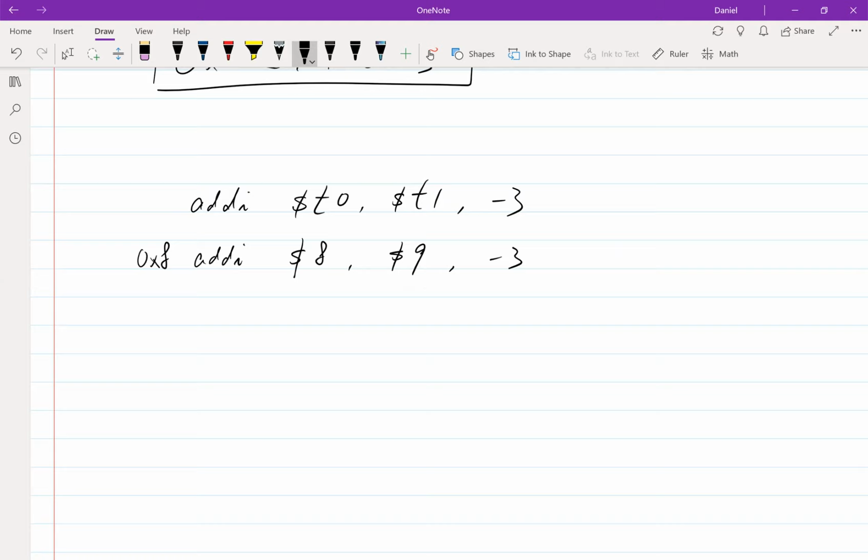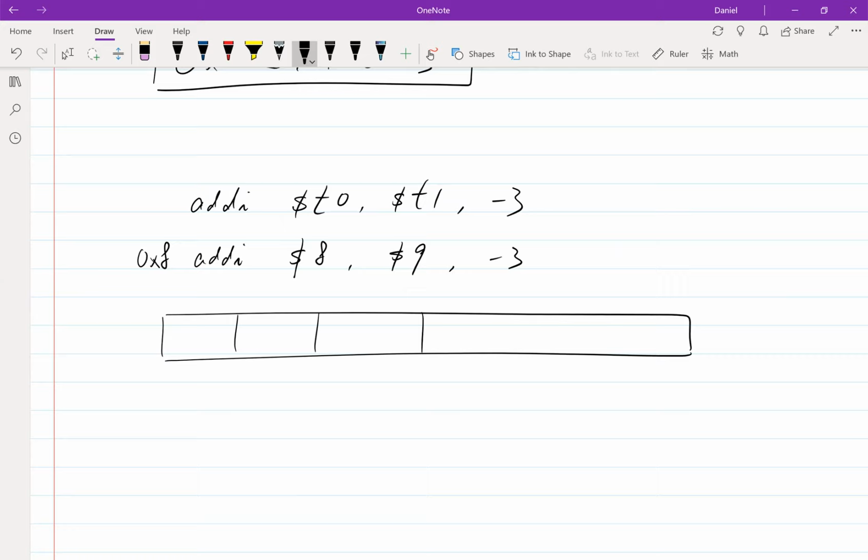Draw out the box. Opcode, RS, RT, immediate. Okay, so now what? Register 8 and register 9, which one is RS, which one is RT? So again, RT is always, most of the time, okay, not always. Most of the time with I format, RT is the register to store the result. So which register is used to store the result? The first register, right? Okay, good.